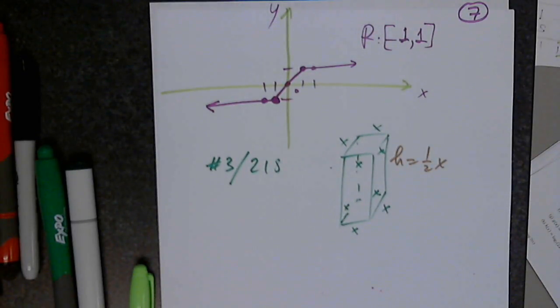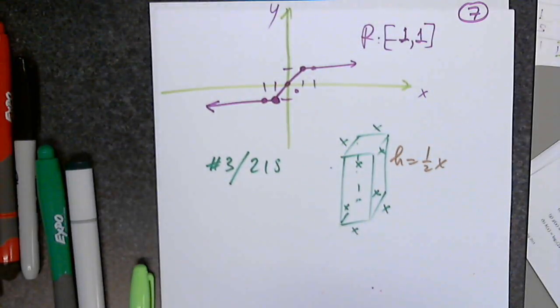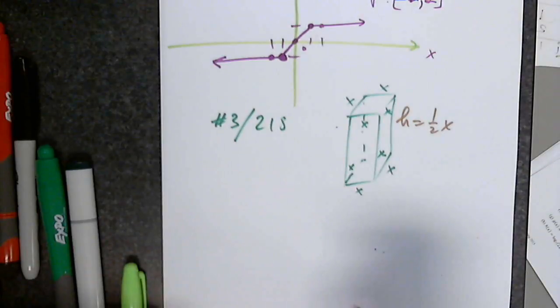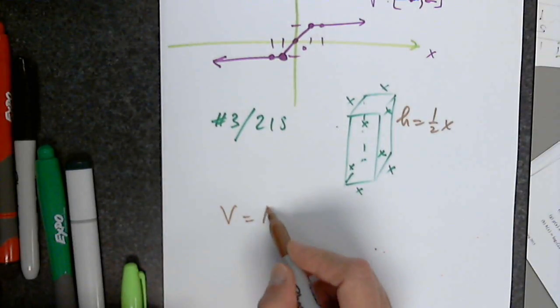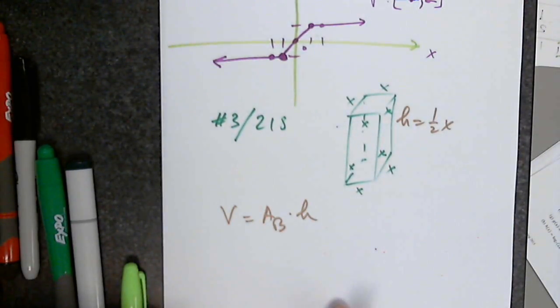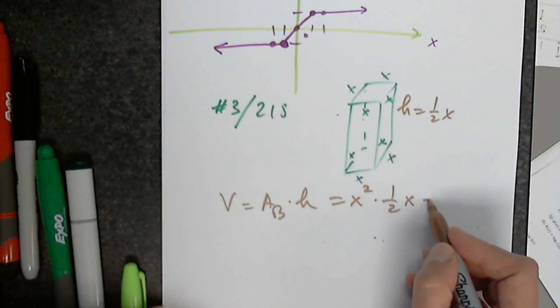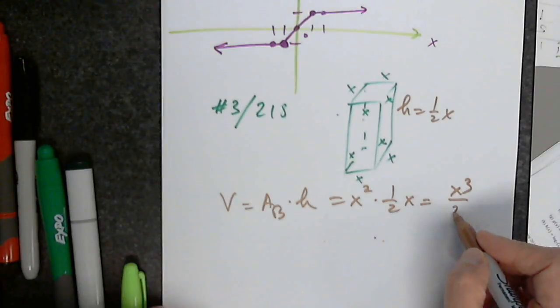Find a function that models the volume. They call it W for the edge. I called it X. So the volume of something like this is the area of the base multiplied by the height. Area of the base is x squared, and the height is 1/2 x, so the volume is x cubed over 2.